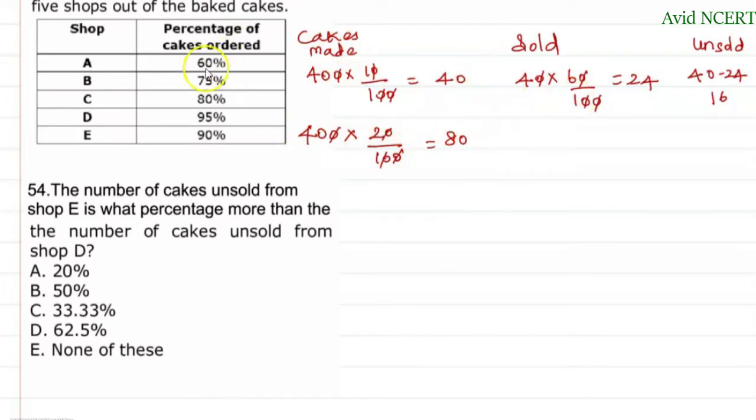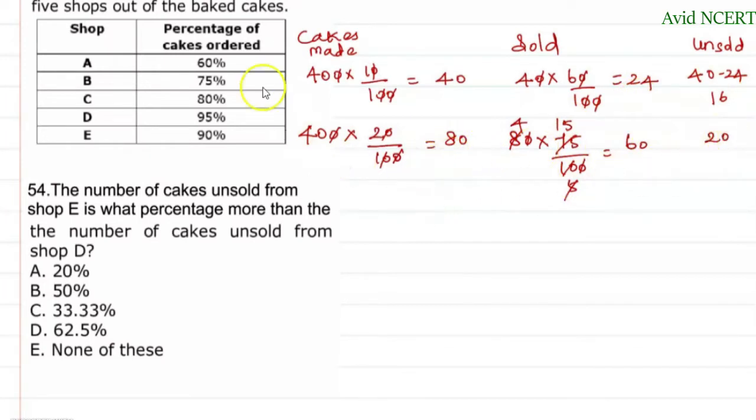The percentage of cakes ordered from shop B is 75%. So out of these 80 cakes, 75% were sold. You can simplify this by any method, whichever is easy for you. So 2 fours are 8, 2 fives are 10, and 5 fifteens are 75, which equals 15 times 4, which is 60.